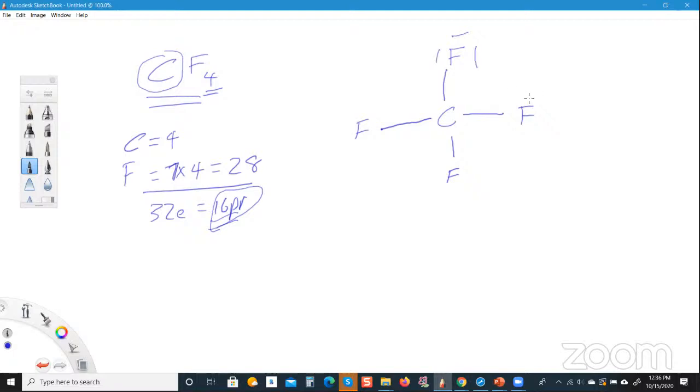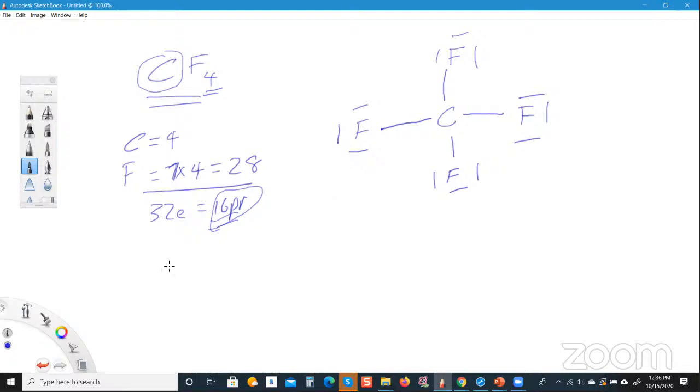6, 7, no, what am I saying? Yeah, 7, 8, 9, 10, 11, 12, 13, 14, 15, 16. And that is basically it. That would be the answer, all right? That would be the Lewis structure of fluorine.